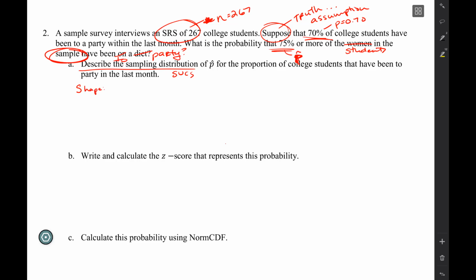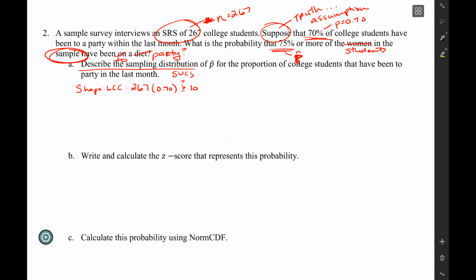And we know shape. It's either going to be normal or it's going to do something we don't really know. But if it satisfies the large counts condition, we know it's going to be normal. And we know that from the previous example, the LCC, that's taking n times p, and that must be greater than 10. So we have 267 for my n, p is 0.70, and we want to know, is this greater than or equal to 10?